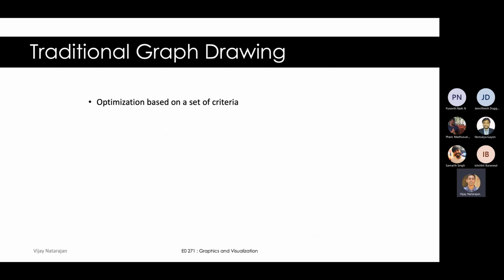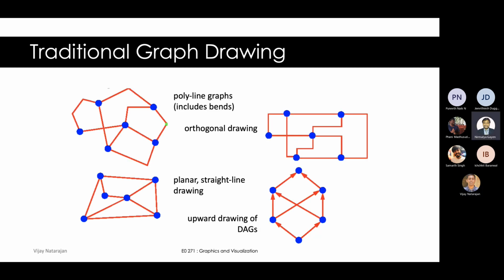Sir. Yes. In the previous slide, there was the orthogonal drawing. Here I can see that if from a node there are edges coming out, they should not overlap. So if a node has more than 4 edges, how can it be represented here?